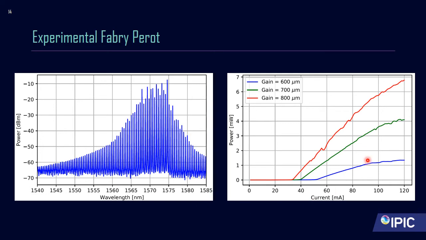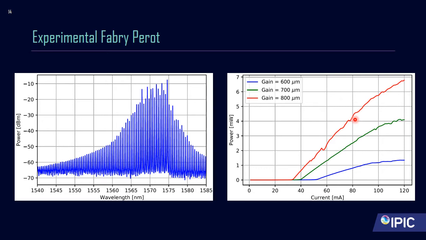What we can also determine is how the power output of the laser varies with the length of the Fabry-Perot. So as you can see here, with blue being 600, green 700 and red 800, as you increase the length of the Fabry-Perot, the threshold current of the laser decreases. What the threshold current is, it represents the point where the laser changes from spontaneous emission to stimulated emission, or when the laser begins to lase.